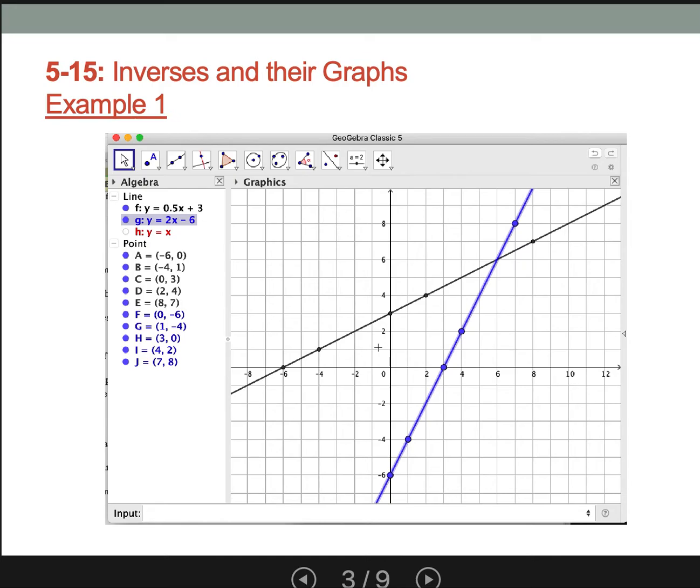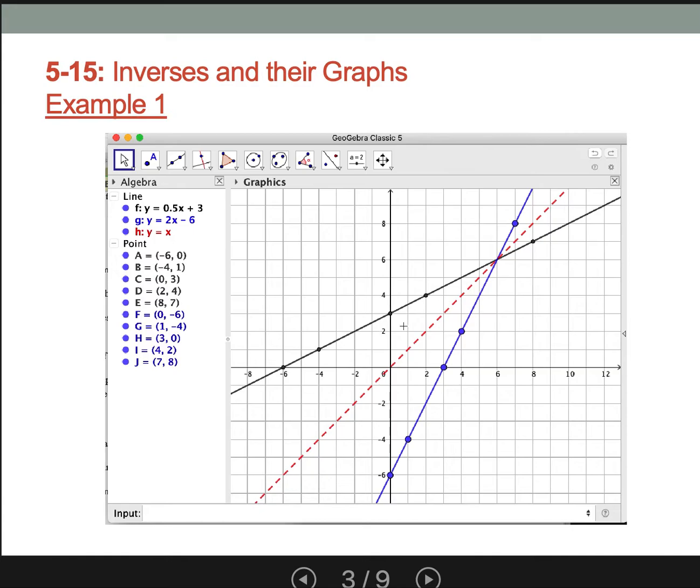It talks about this a little bit in your homework questions. With just lines it doesn't look like there's much of a relationship, but there is. These are reflections of each other over the line y equals x, the line with a slope of 1 through the origin. I'll show you just in a second how that is.